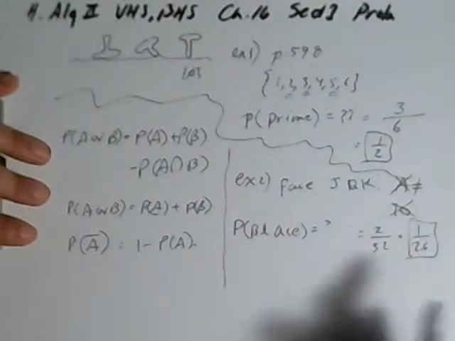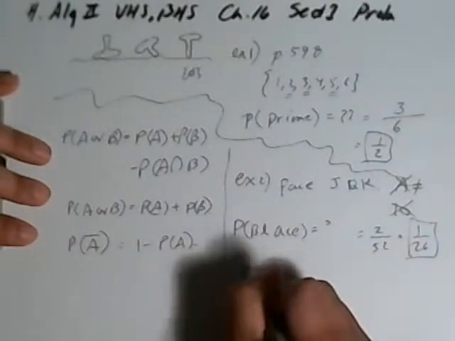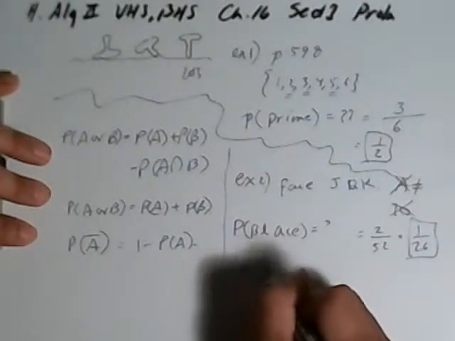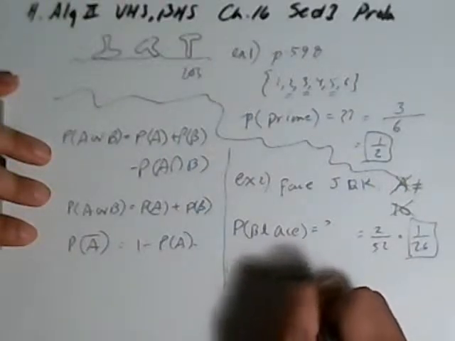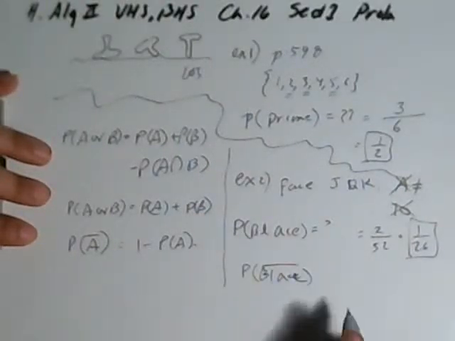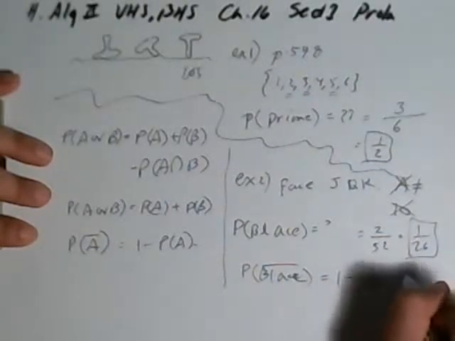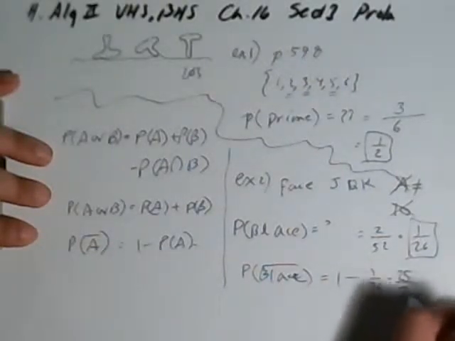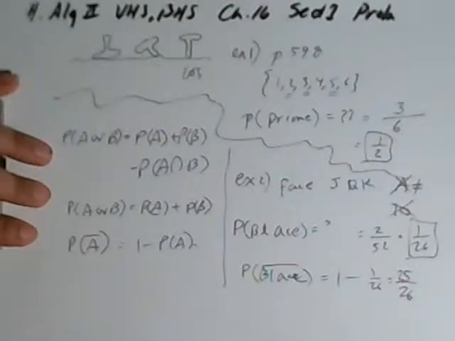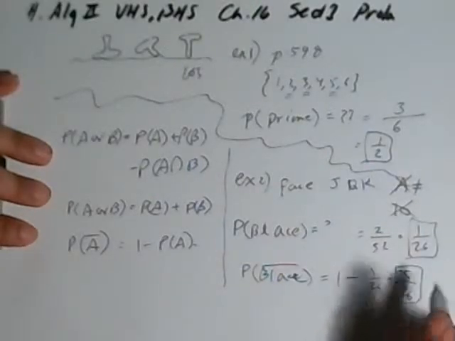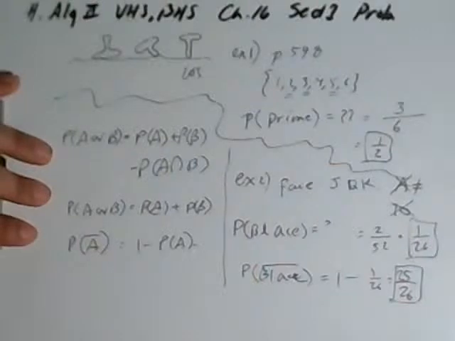Part B says not a black ace. So you have to use the complement rule. The probability of not a black ace is equal to 1 minus 1 over 26, which is equal to 25 over 26. Okay? And that should be sufficient for the complement.